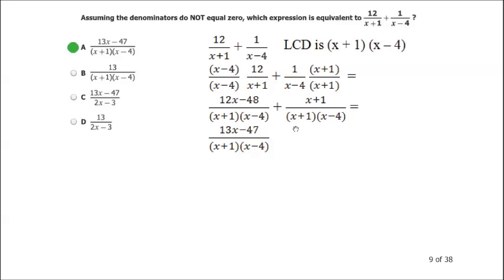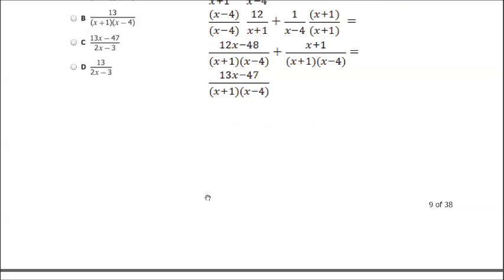Since they have the same denominator, all I need to do is add the numerators and simplify. 12x plus x is 13x, negative 48 plus 1 is negative 47, over x plus 1 times x minus 4, which matches answer choice A. Okay? Moving right along here, let's go on to question 10.